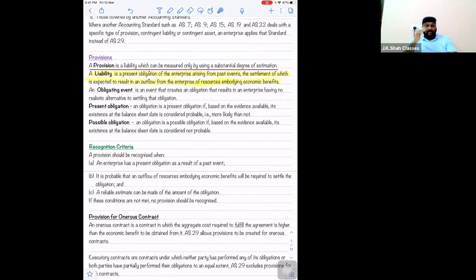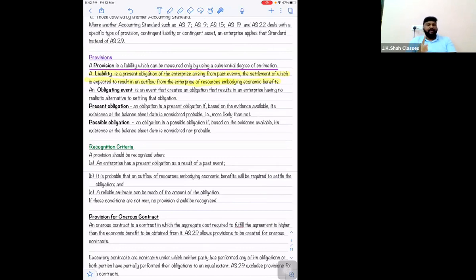Right? So if your contingency, which was already available with you, is now at such a stage where you say that it is now 100% probable that something will go out from our pocket to settle the obligation, then in such a case it is no more a contingent liability. Now you have to record an actual provision for that liability. Such situations are called a shift of contingency towards provision.